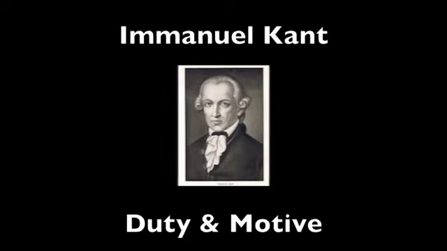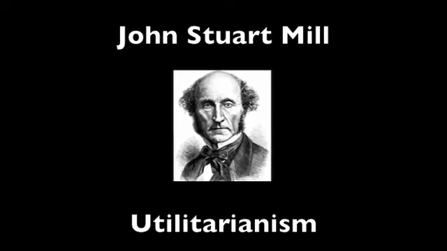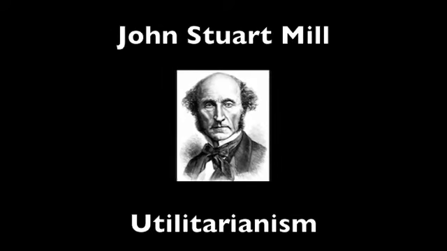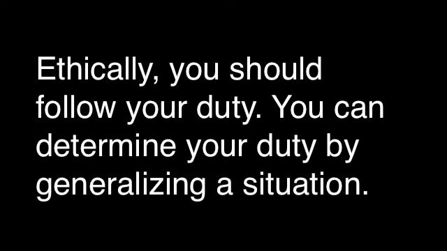Philosophers Immanuel Kant and John Stuart Mill presented two separate arguments describing how to determine ethics and morality, which we will apply to the Amendment 1. We will start with Immanuel Kant, who used duty and motive to determine the morality of an action. Again, let's define these terms for clarity. Duty is something that one is obligated to do, and a motive is the goal or objective of a person's actions. According to Kant, ethically, you should follow your duty.